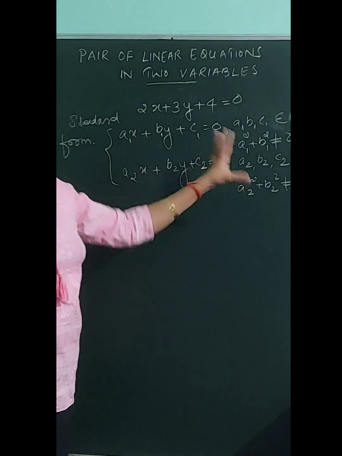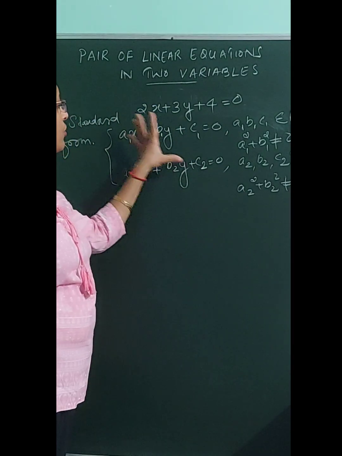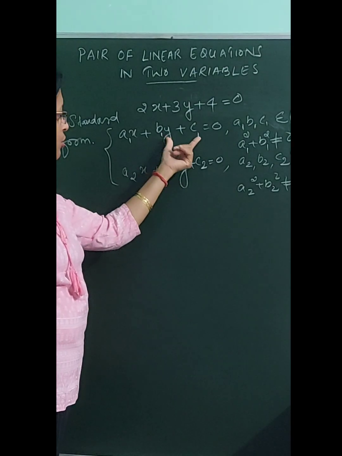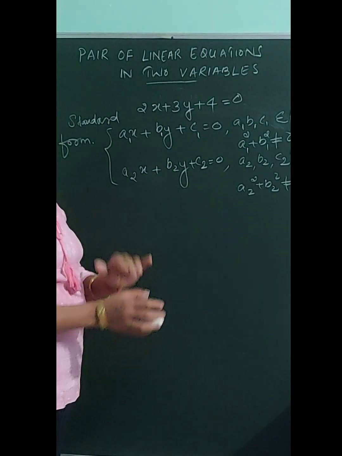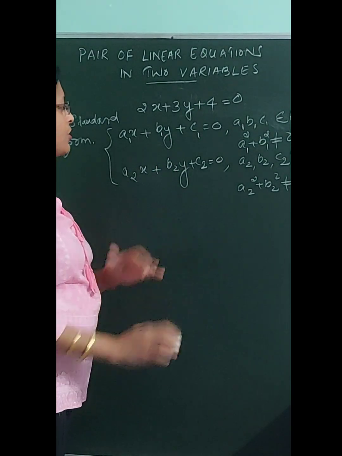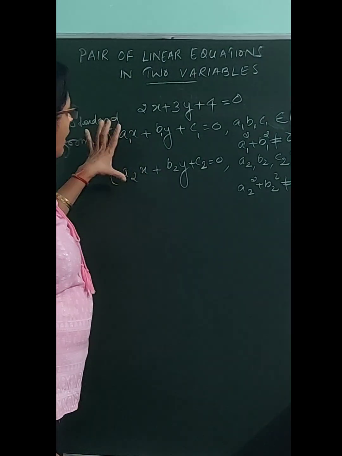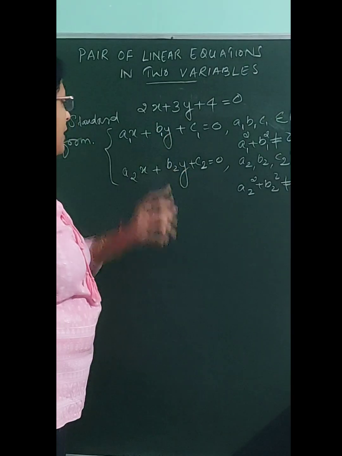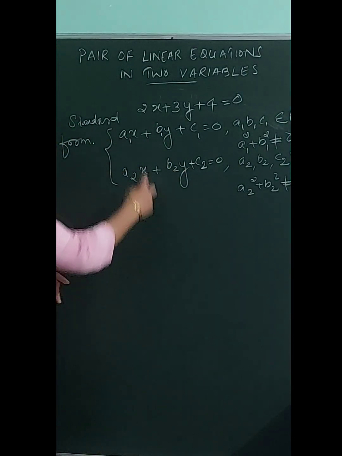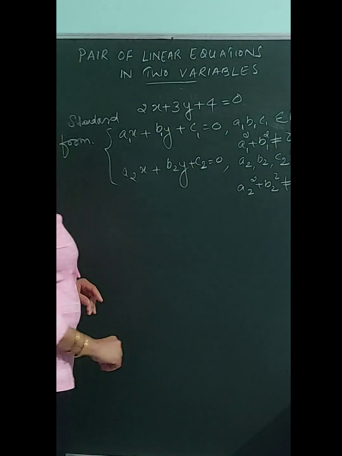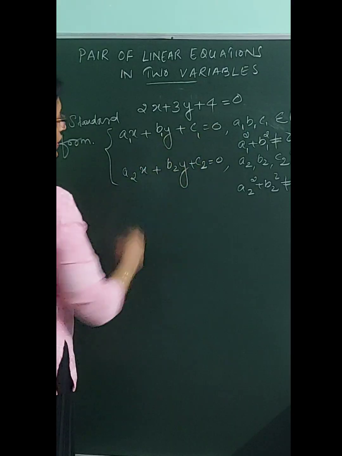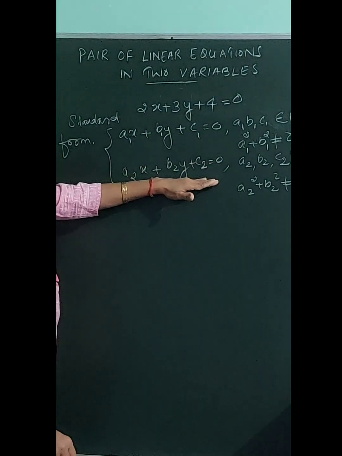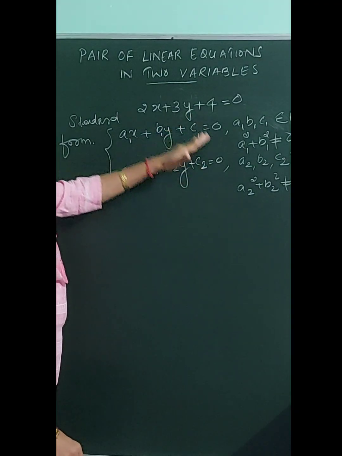So what are we going to learn in this chapter? We are going to learn the methods of solving these two equations, the simultaneous solution of these two equations. Before going to the solution part, we should know how we can draw these two lines on a plane. When we draw the graph of a linear equation, you know that it gives a straight line. This will give a straight line, this will also give a straight line. That means two straight lines.